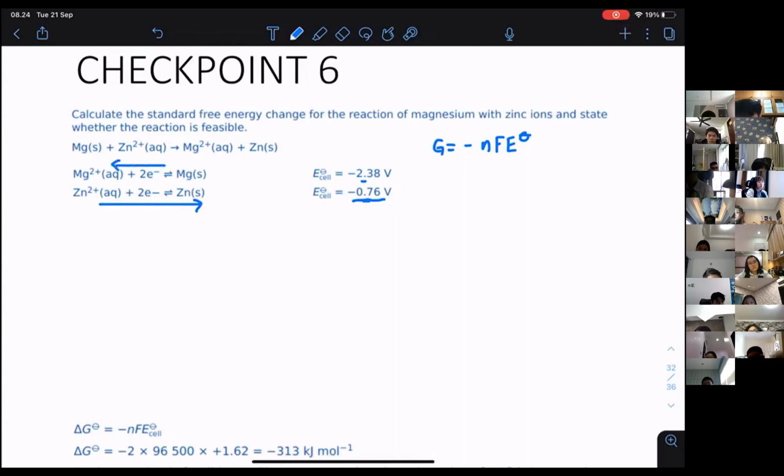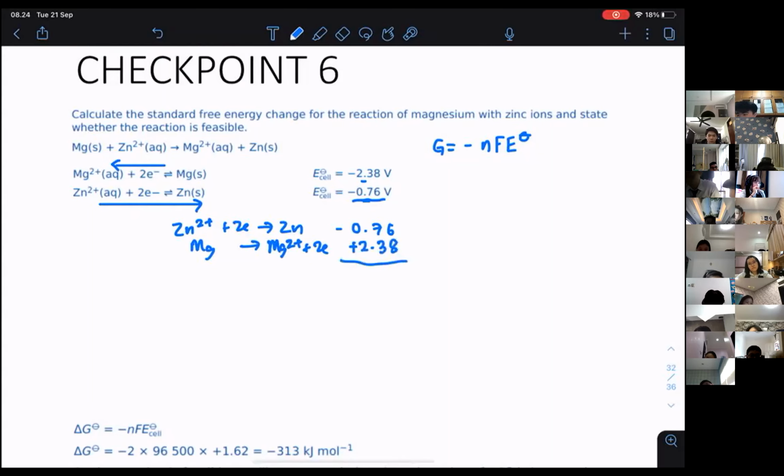When that is going to go to the right, I will rewrite this: Zn2+ plus 2 electrons to give me zinc, negative 0.76. This one is magnesium: Mg2+ plus 2 electrons gives Mg, and this is going to become positive 2.38. So when I add these two together, what I will get is, let me take my calculator, 2.38 minus 0.76.